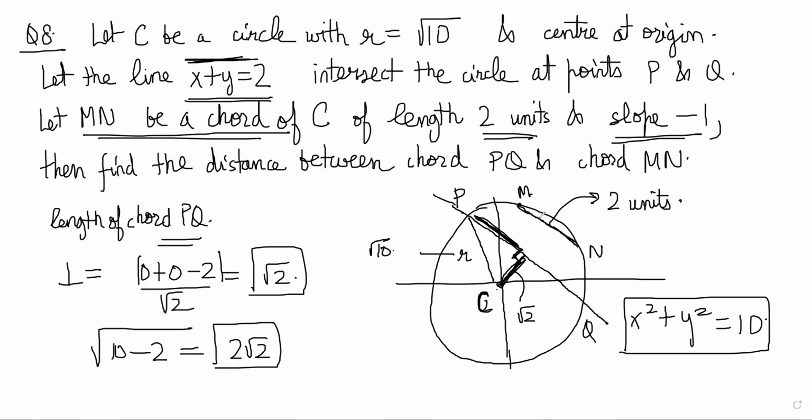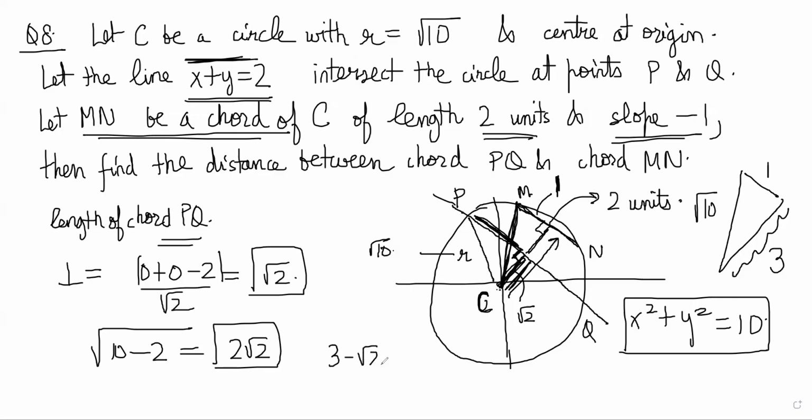Now that I think about it, I can write the equation of this line MN, because I know that the length of the chord is 2. So therefore, the perpendicular from here to here will be here, and this length will be 1, right? And this is the radius. So radius is root 10. So I have a triangle like this here. This is 1, this is root 10. So I can find out this distance, right? So it will be root over 10 minus 1, so root over 9. So this is 3 units, right? So I know that this is 3 units, and I already know this much is root 2 units. So the distance between the chord PQ and chord MN is simply 3 minus root 2.